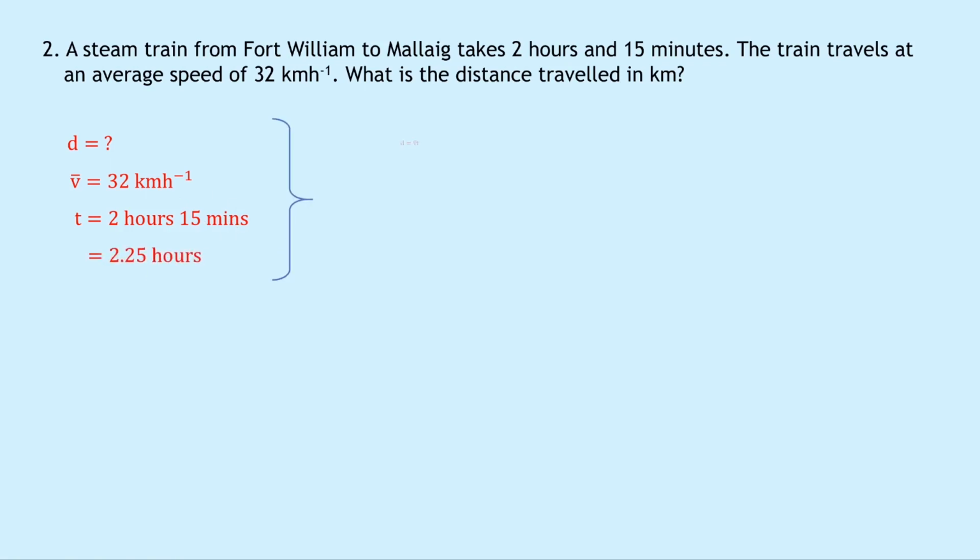Writing down our equation then, we have d equals v bar t. Remember, we're using average speed here and not average velocity. And substituting in our numbers, we have 32 times 2.25, which gives us a final answer of 72 kilometers once you put that into your calculator. So hopefully quite straightforward stuff there.